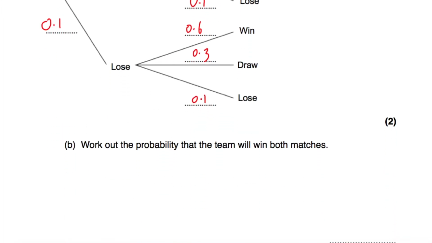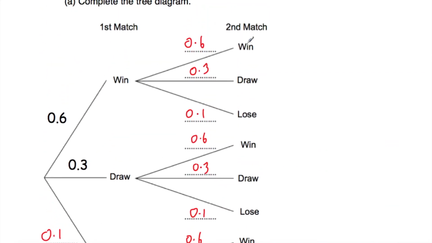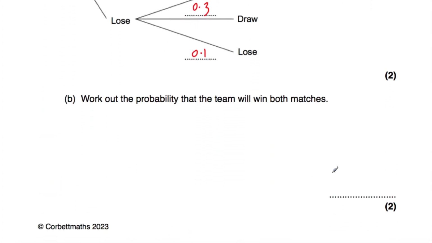Part B says, find the probability that the team wins both matches. So that's a win and a win. So if we go back up, that's a win and a win. That's that option there. So it would be 0.6 multiplied by 0.6, which would be equal to 0.36. And that's it. So the probability that the team wins both matches would be 0.36.